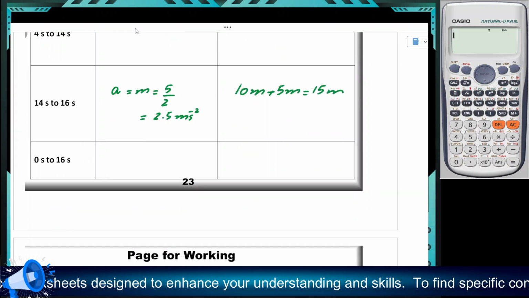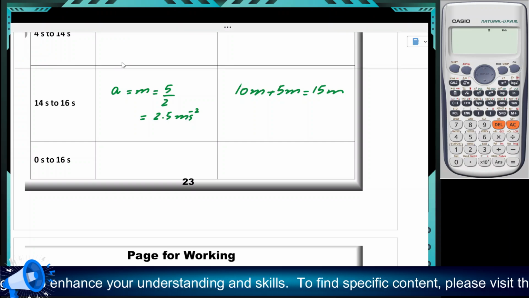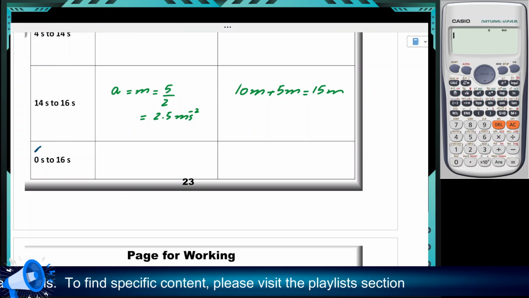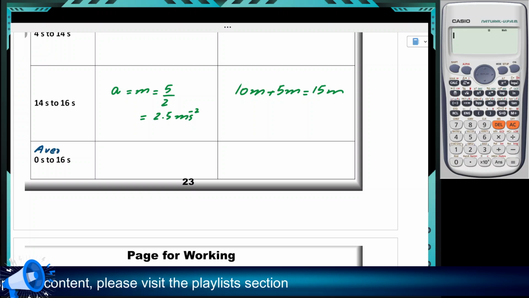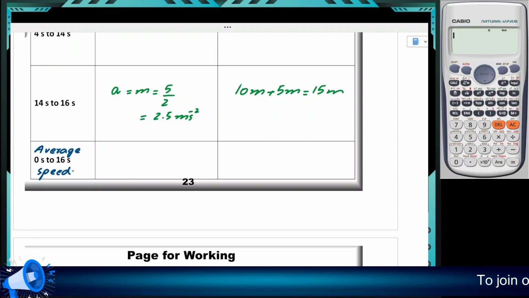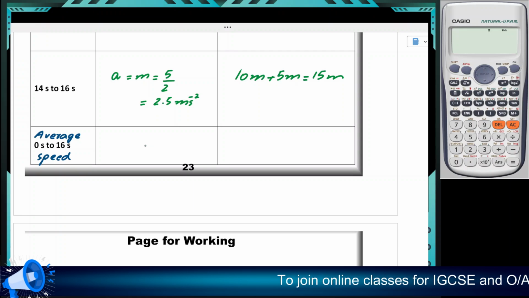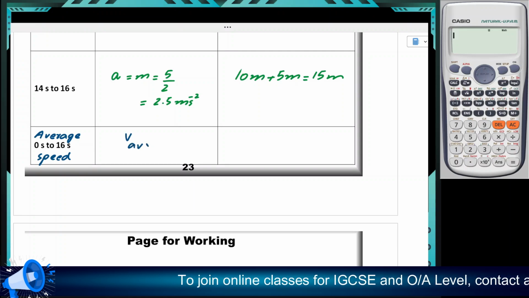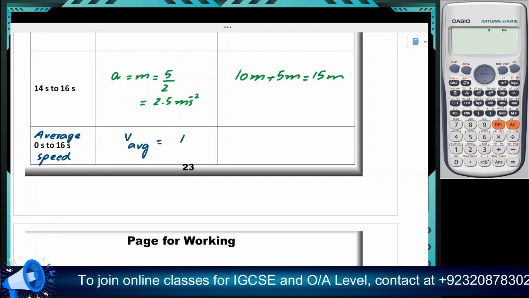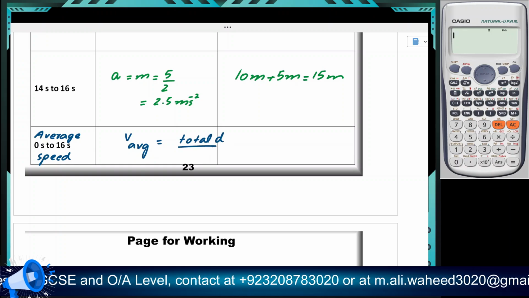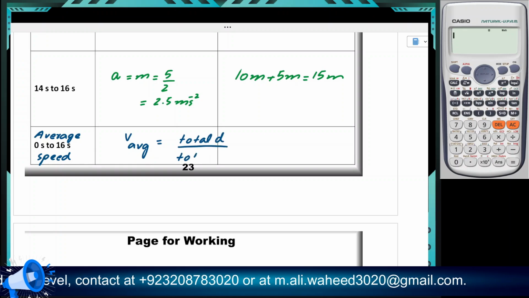Now from 0 to 16 seconds, we need to answer the next question. This one is slightly different. From 0 to 16 seconds, you need to find the average speed. So the formula for the average speed is written like this. Average speed equals total distance divided by total time.